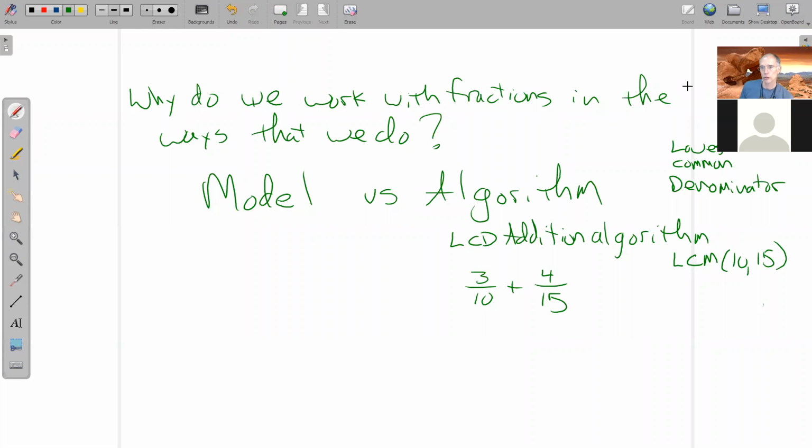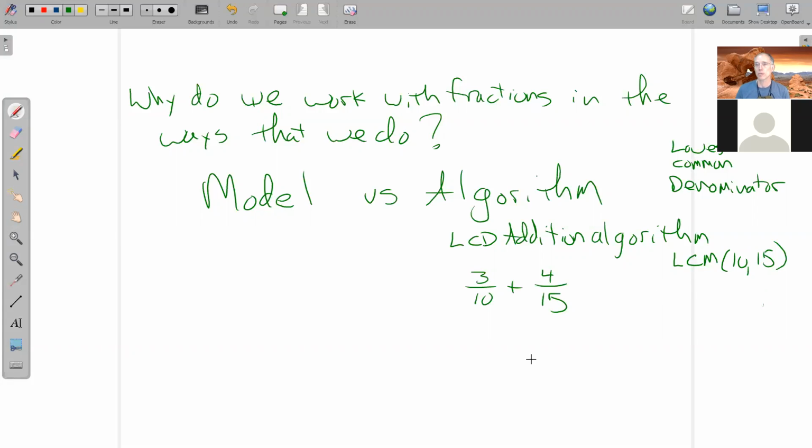Models versus algorithms, LCD algorithm for addition. How do we find a lowest common multiple? Any suggestions? We had at least 3 techniques we went over back in chapter 4. Could we use the tree? Yeah, we could make a factor tree, and the point of that is to try to find the prime factors.